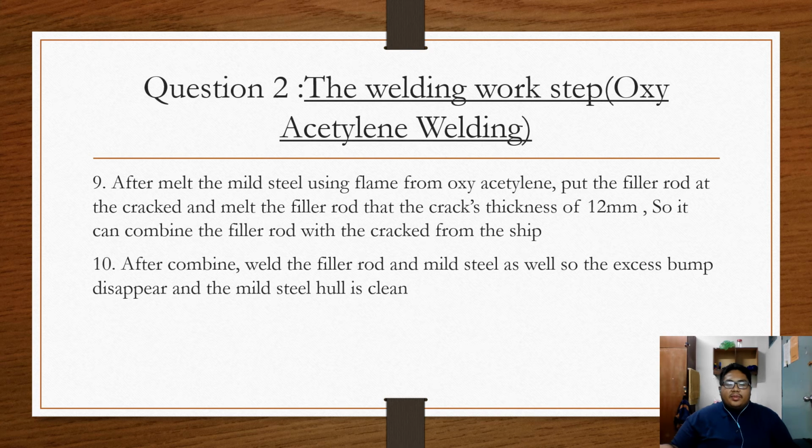Number 9. After melting the mild steel using the flame from oxyacetylene, put the filler rod at the crack and melt the filler rod at the crack's thickness of 12 mm, so you can combine the filler rod with the crack from the ship. Number 10. After combining, weld the filler rod and mild steel as well so the excess bump disappears and the mild steel hull is clean.